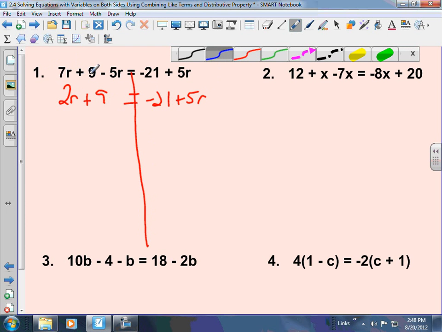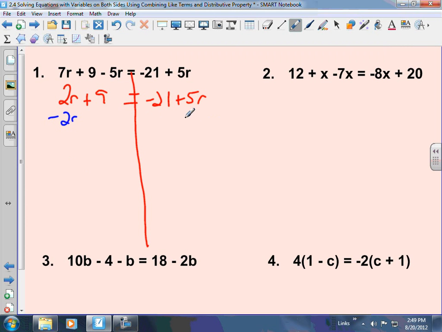A huge mistake people will make is they want to take the negative 5r and the positive 5r and cancel them out. They're on two different sides of the equal sign. You cannot do that. So now, I always move the smallest coefficient first. Negative 2r, negative 2r. 9 equals negative 21 plus 3r.